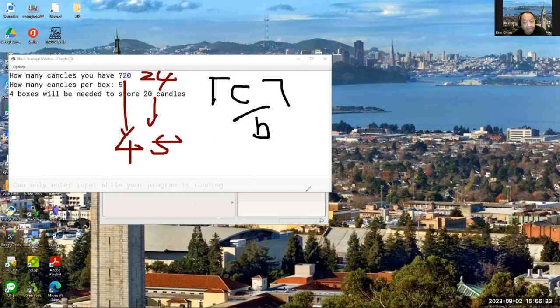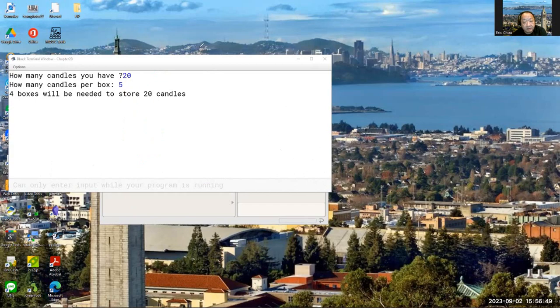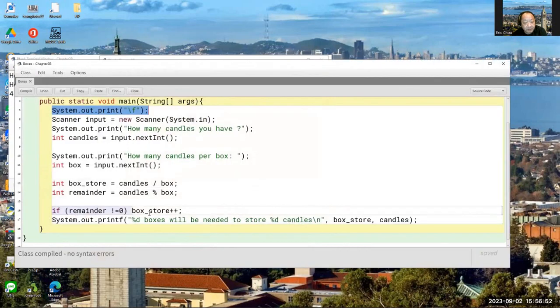Sarah, are you okay? Yes, I'm okay. For the ceiling function, there is a function called Math.ceil you can use. But if you don't use the Math.ceil function, you use an operator: divide it, take the remainder, and then +1. You will get a ceiling function.